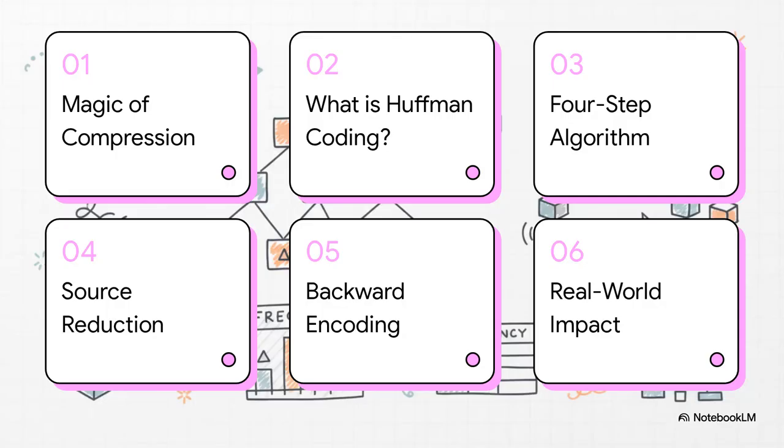Well, here's our roadmap for answering that today. First, the magic of compression. Second, what is Huffman coding? Third, the four-step algorithm. Fourth, executing the source reduction. Fifth, working backward to encode. And finally, the real-world impact. We're going to break this down step by step.